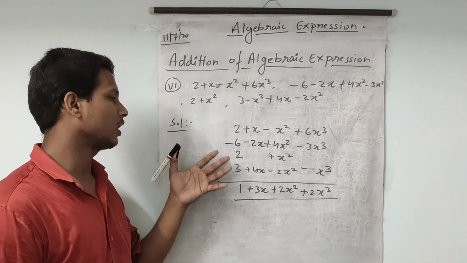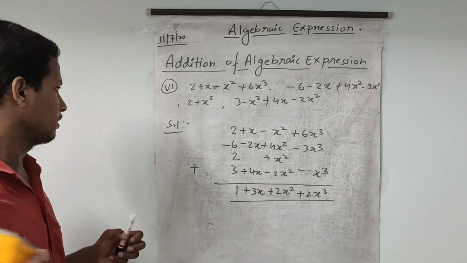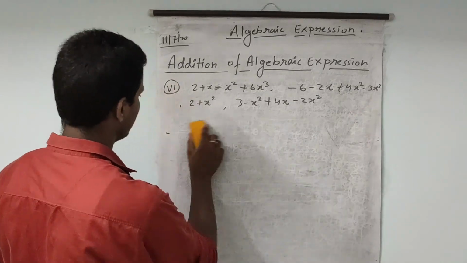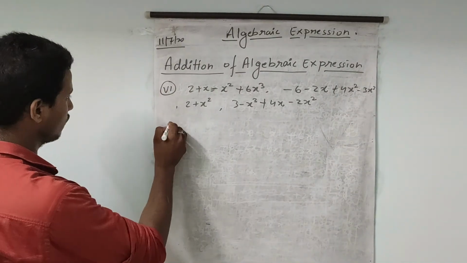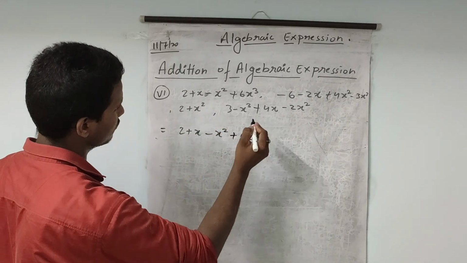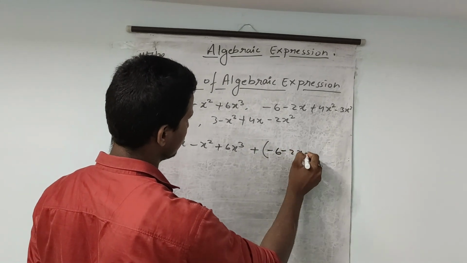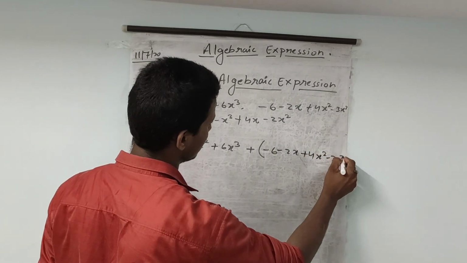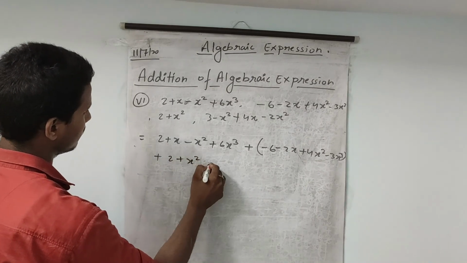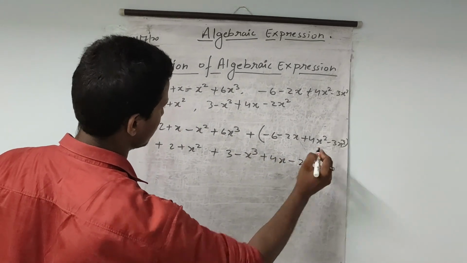If you want to solve this question by the horizontal method, then we will also do it with the horizontal method. Okay, now for the horizontal method, how will you write? You will write like this: 2 plus x minus x square plus 6x cube. Then positive sign. After that minus, 6 minus 2x plus 4x square minus 3x cube in brackets. Then plus 2 plus x square. Then plus 3 minus x cube plus 4x minus 2x square.